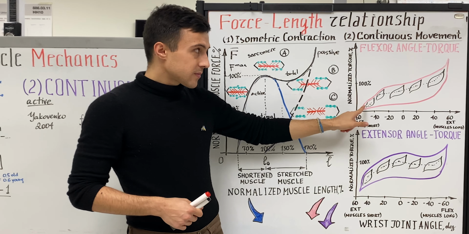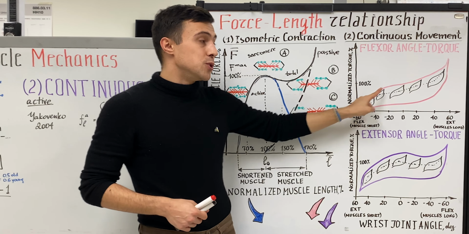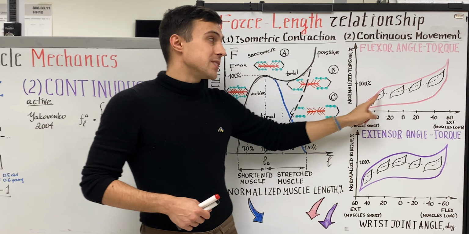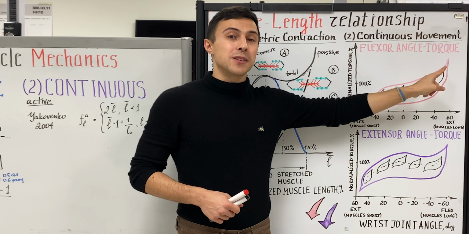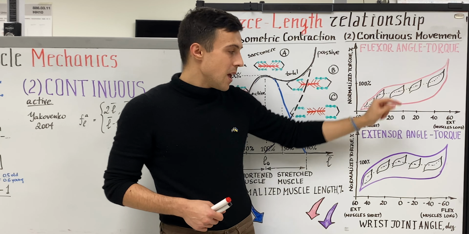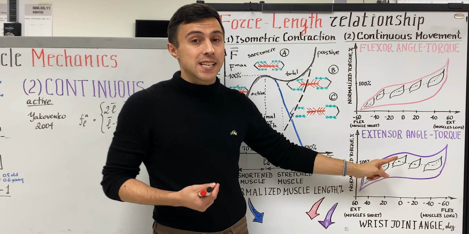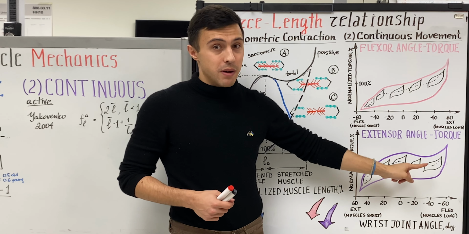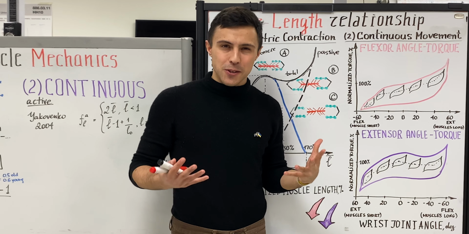So now you see that when you do flexion, there is again no descending limb in the upper part of the hysteresis. But there is actually a small descending limb when you use your extensor muscles. Now, what does this tell you?